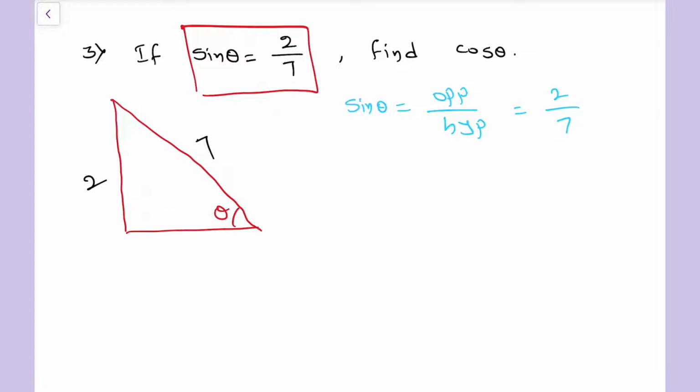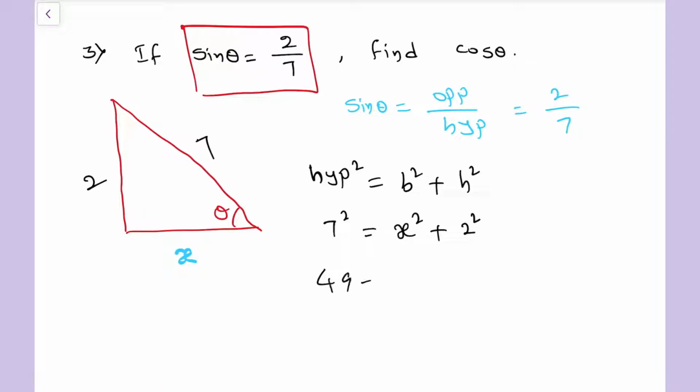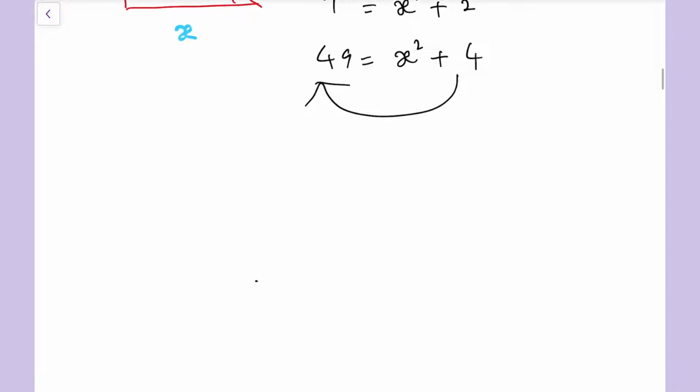Now if we observe this right angle triangle clearly, here we have 2 sides, 2 and 7. Then the third side is missing, right? The third side I am taking as some x. Now again by using the Pythagoras theorem, we need to find out the third side. So what does Pythagoras theorem say? Hypotenuse square equals base square plus height square. Hypotenuse is given as 7, so 7 square equals base x unknown number plus height 2 square. 7 square 49 equals x square plus 2 square is 4. Let us take this plus 4 to the left side. If you take it to the other side, it becomes minus 4.